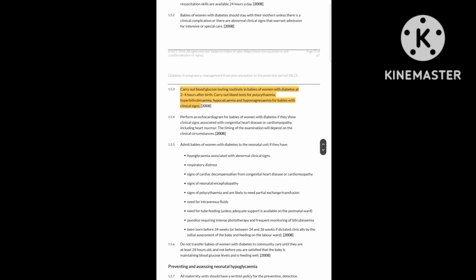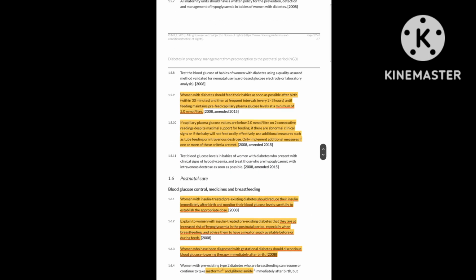Neonatal care. Carry out blood glucose testing routinely in babies of women with diabetes at 2 to 4 hours after birth. Carry out blood tests for polycythemia, hyperbilirubinemia, hypocalcemia and hypomagnesemia for babies with clinical signs.